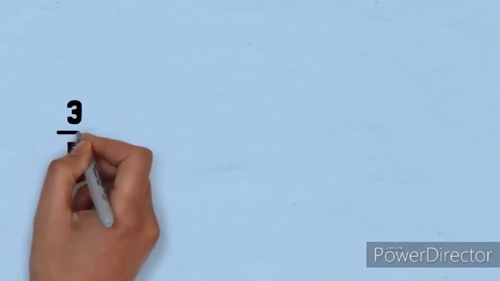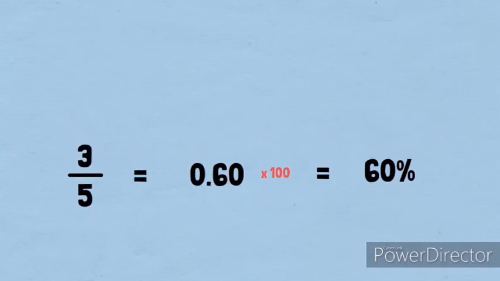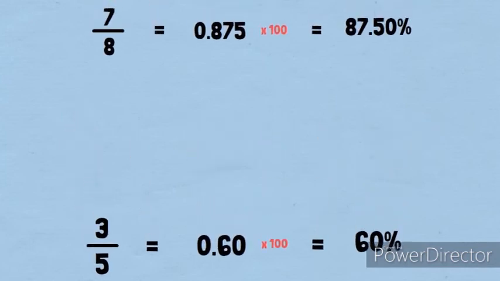Now let's go into the last example. 3 by 5. 3 divided by 5 is 0.60. Now let's multiply this times 100. Move your decimal point 2 places to the right. That gives you 60. So your percentage is 60%.